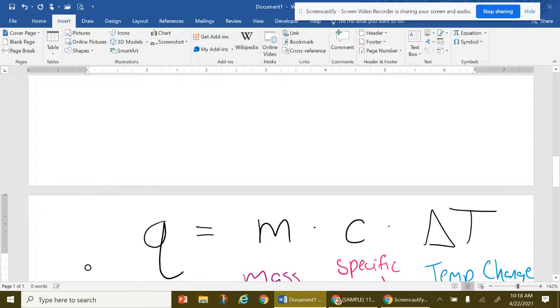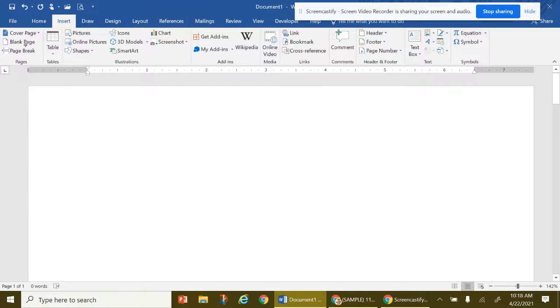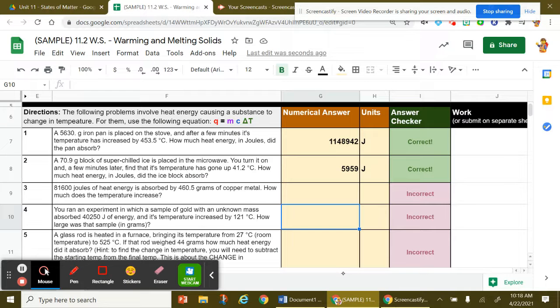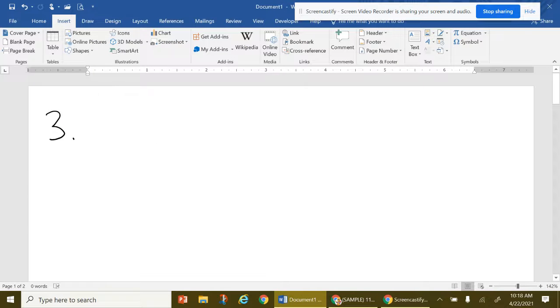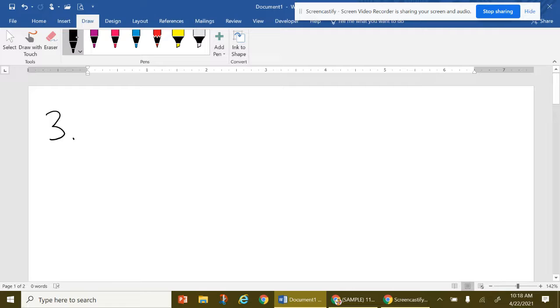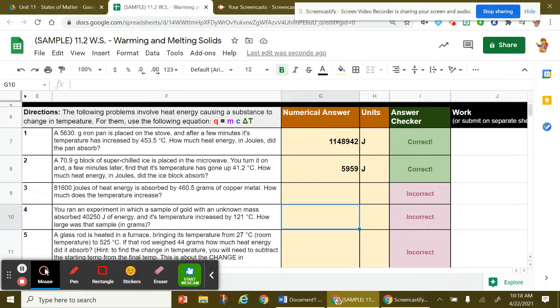So I'm going to go blank page. All right, so problem number 3. Okay, let's take a look at problem number 3. So I'm going to start by writing the formula, the only formula that we care to use in this problem set. Okay, Q, the energy, equals its mass times the specific heat times how much the temperature changed. Okay, so let's take a look here. What do we got here?